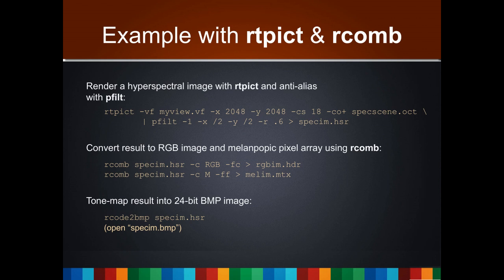Or you can use the new RComp program and specify that you want an RGB output. This -C says convert it to RGB. -FC just emphasizes that you still want to use the common exponent format on the output, and then you get an HDR output. Or you can say, I want melanopic luminance, and I want it in a float format, and then it will give you a matrix with the same pixels in X and Y as float values. Any questions on this?